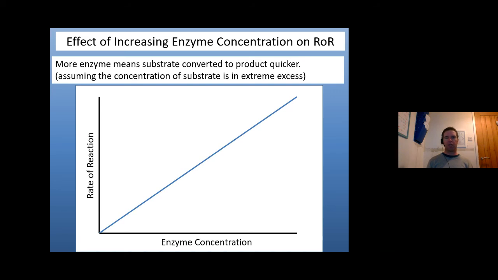But of course, the more enzyme you have, the faster the rate of reaction. Now, it does assume the concentration of substrate is in excess, or I say extreme excess. When you see this graph, you can't think, oh, what if the substrate runs out? No, don't think like that. Assume that there's so much more substrate that as I increase enzyme concentration, there is going to be substrate there to be catalyzed. So we see this linear relationship between enzyme concentration and rate of reaction.